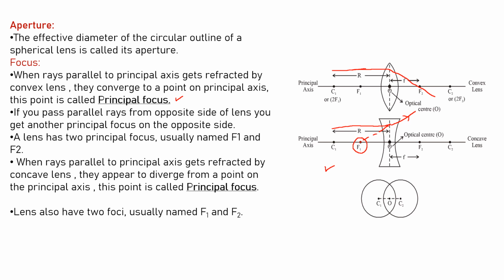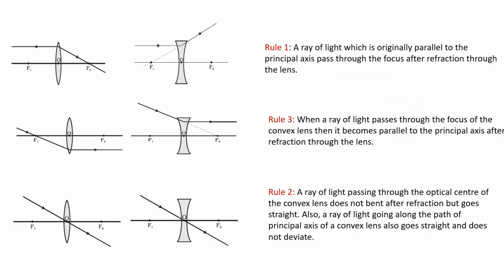So as you have seen here, not to get confused, on my right hand side I am getting a principal focus in the case of convex lenses, and on my left hand side I am getting a principal focus in the case of concave lenses. So these points you should remember. Let's see the different rules for lenses, convex lens and concave lens.